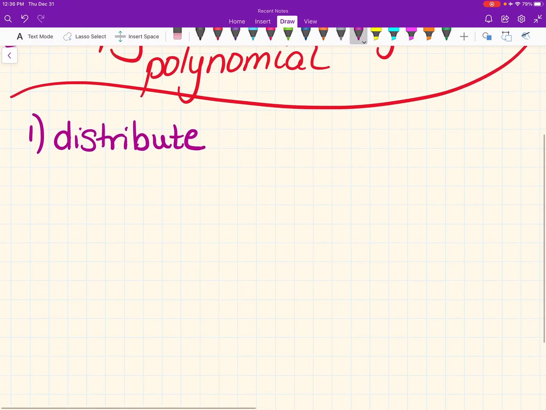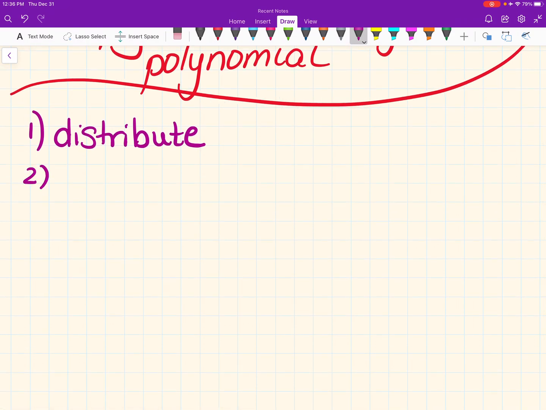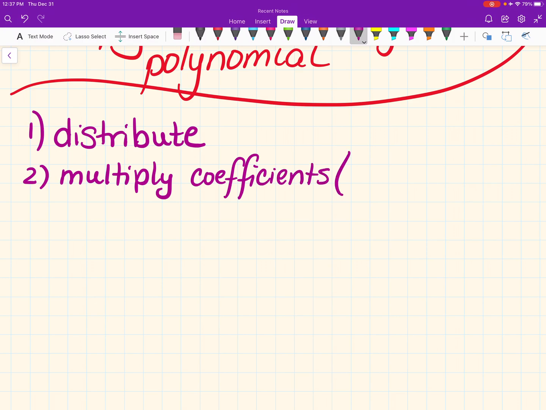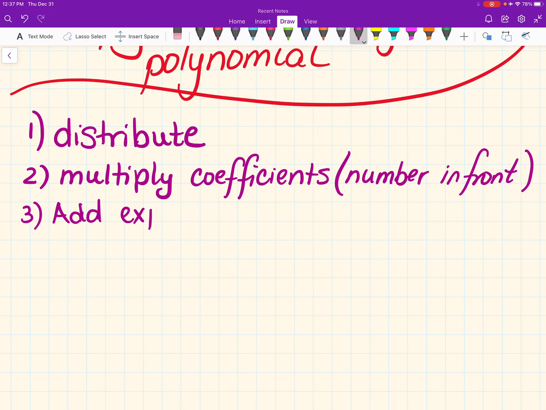Okay? You're going to multiply the coefficients. The coefficients is the number in front. It's a fancy name for the number in front. Okay? And then don't forget we have to add exponents. So they're the three keys when we're multiplying a monomial by a polynomial.